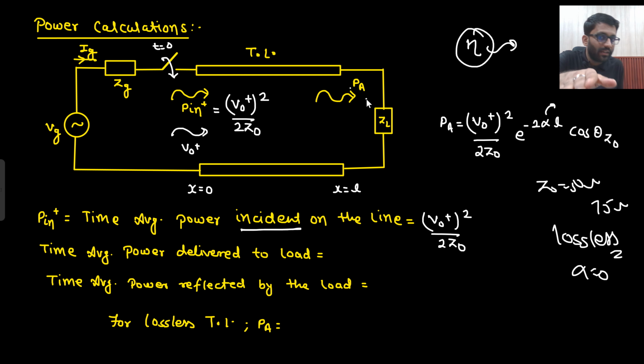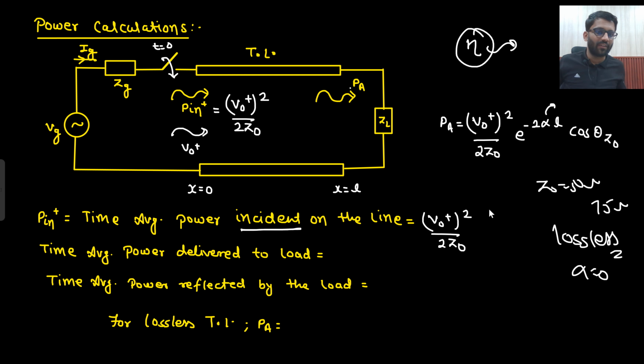Now this power is not getting into the load. This is just the power near the load. Now it will strike the load and some power will be reflected and some power will be transmitted. So this PA is not the power that is transmitted to the load. No, this is the power which has reached the load. Are you getting this point?